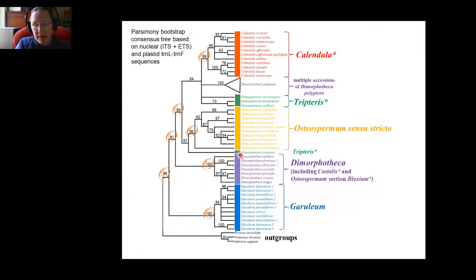Dimorphotheca is recovered as monophyletic in its expanded concept with the exclusion of this species, and I'll talk a bit more about that in a minute.